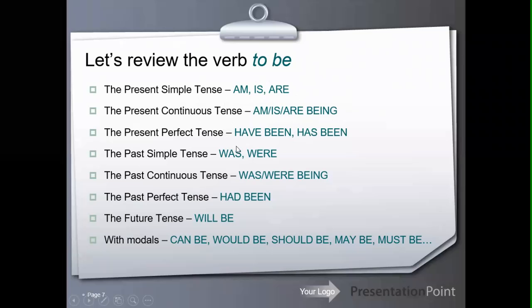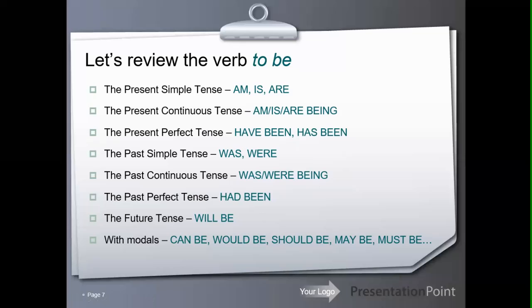And for the present perfect tense, we're using have been and has been. And of course, that depends on the object. If the object is plural, then we're using have been. And if it is singular, then we are using has been. And in the simple past, we're using was and were. For the past continuous tense, we are using was, were, plus we're using been again. And in the past perfect tense, we're using had been.